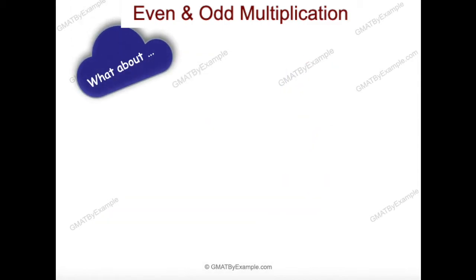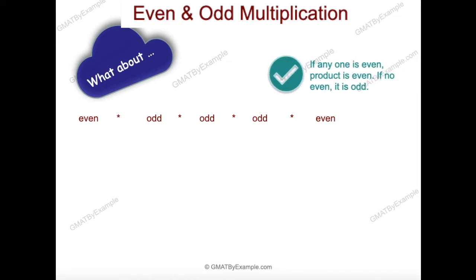So now let's look at an expression which has a lot of numbers. Something like this. As you can see, we have a lot of numbers. How do we figure out whether the product will be even or odd? It's a very simple rule, and it is if any one of the numbers is even, then you can forget about the rest of the numbers. The product will be even.